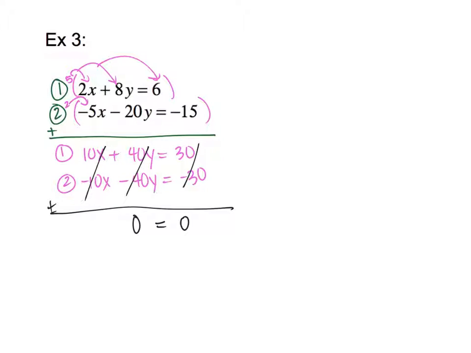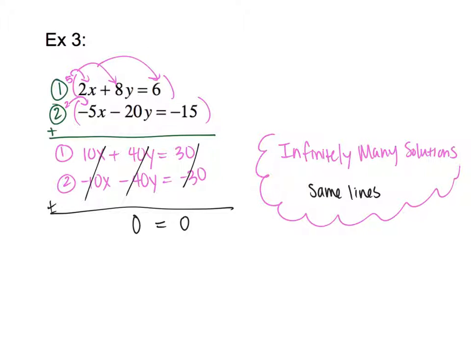Instead, here's the thing we have to think about. Because everything canceled out, that's telling me that these two equations had to have been the exact same equation, right? So if they're the same equations or the same lines, isn't that infinitely many solutions? Because if they're the same lines, that means they intersect everywhere. And if they intersect everywhere, you have infinitely many solutions.